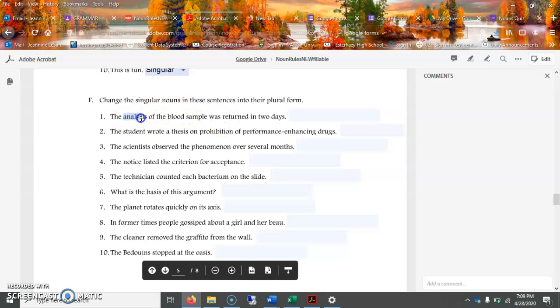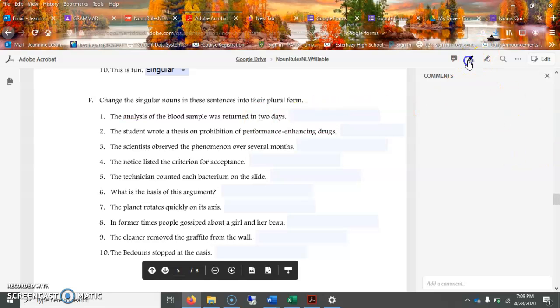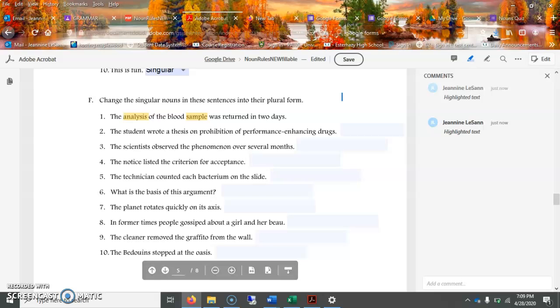So the nouns in the sentences are analysis. Oh, I don't want to do that. Cancel. Let's do a highlight. Analysis is one example, and sample is the other example of a noun. So the plural version of analysis is analyses. And sample, we know, would be samples. Okay? I'm going to help you out just a little bit, and you can tell me what you think.